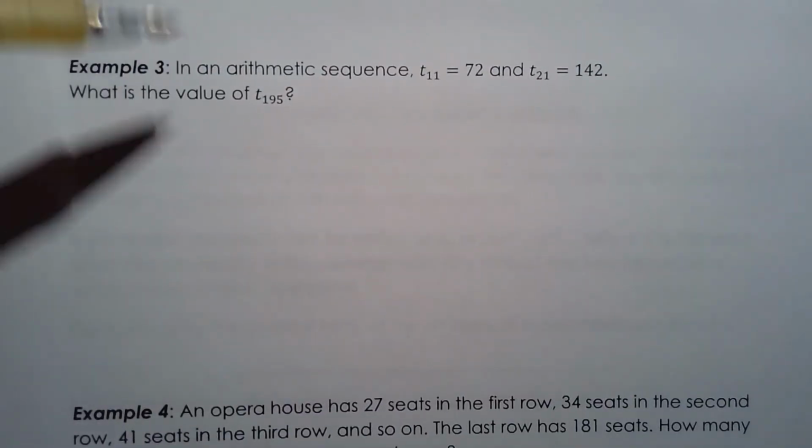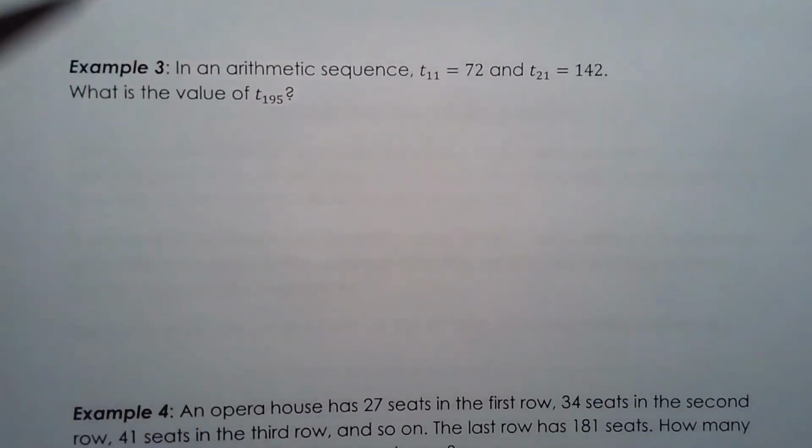I'm told that the 11th term is 72 and the 21st term is 142. What is the value of the 195th term? Okay, all right. So there's actually, I would argue, quite a few ways to do this. The textbook does it one way, but it's not the most efficient way. So I'll show you the most efficient way and then I'll show you the textbook way.